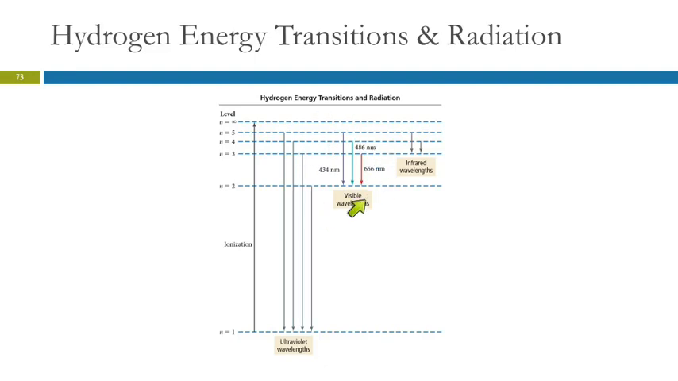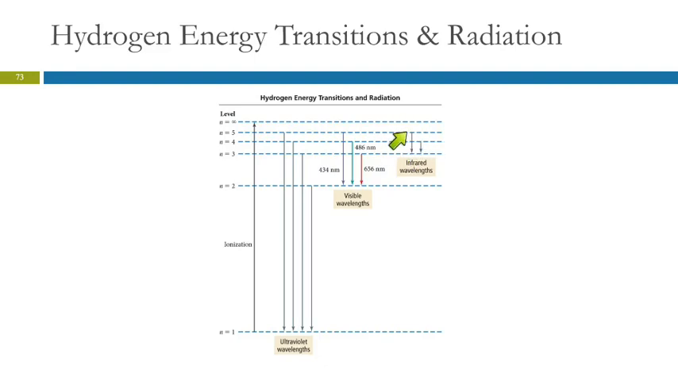We can see these going down to level 2 from 5, 4, and 3. So these transitions correspond to light energy that is within the visible region. And so we are going to observe those 3 lines today in lab.